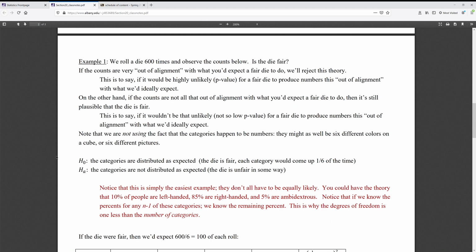Example 1, we roll a die 600 times and we observe the counts below, which I'll give you. Does this suggest that the die is fair? Now, in the past, we've cheated on this a bit.